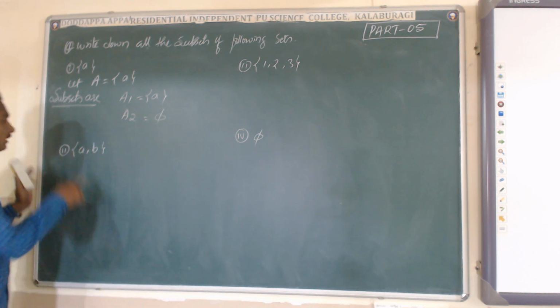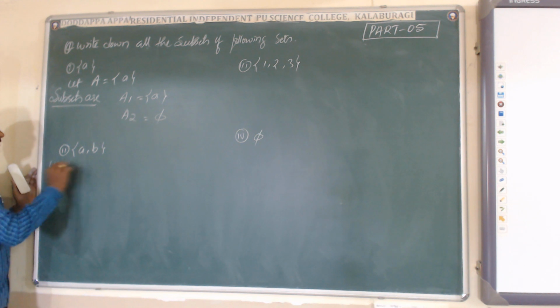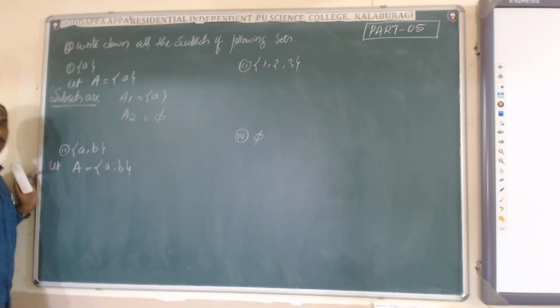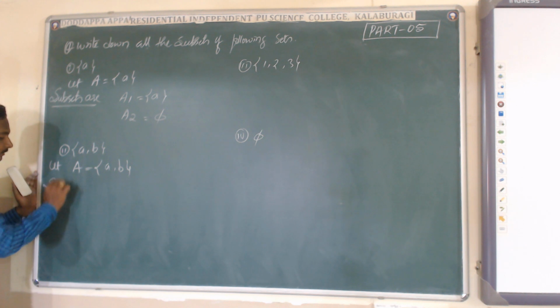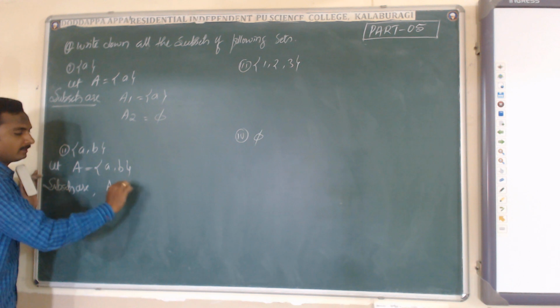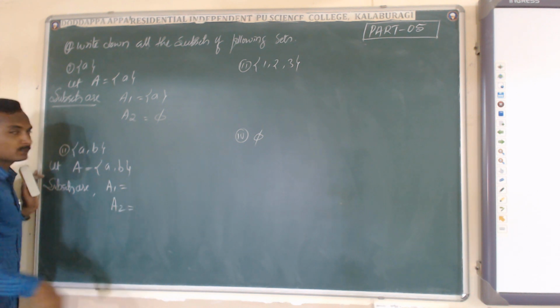Come back to the second example. Let the set A equal a comma b. Then the subsets are A1, A2 and so on. We'll write it.